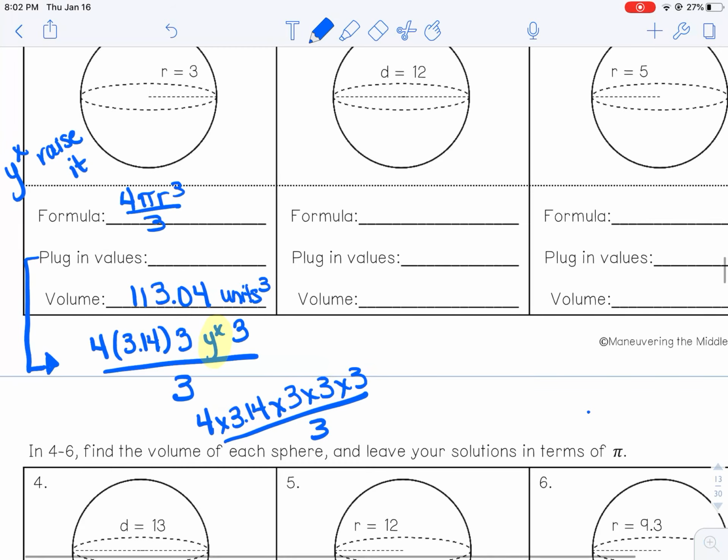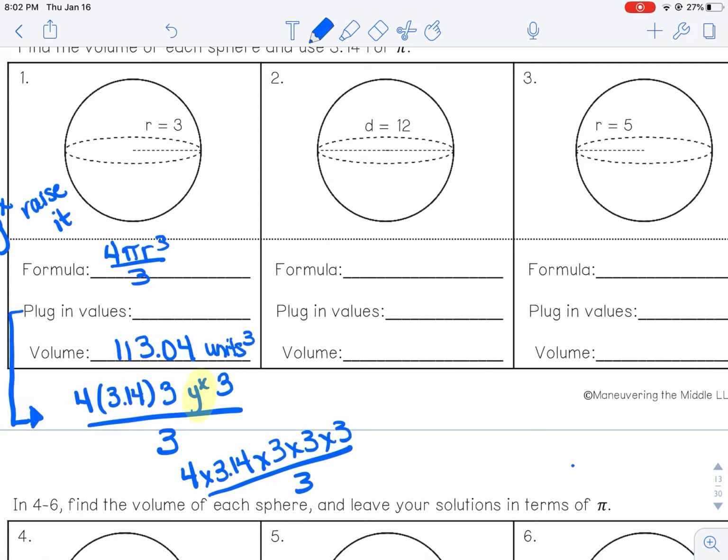All right. Now, number 2. Let's take a look at number 2. They are giving us diameter. They're being so nice to even tell us that it's diameter by saying D equals 12. But you know that they're giving us diameter because they've shown us the whole width of the circle. Okay, so we know that we need half of it.